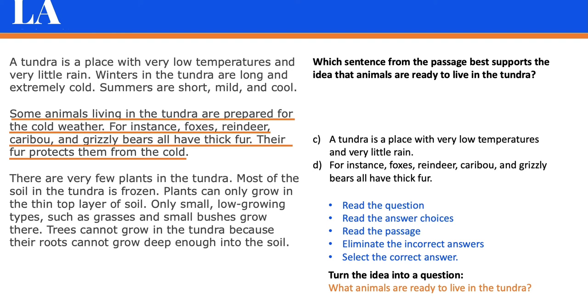Choice C, a tundra is a place with very low temperatures and very little rain. Again, that's in the passage, but that has nothing to do with the animals and being prepared to live in the tundra. So the only answer choice I have left is, for instance, foxes, reindeer, caribou, and grizzly bears all have thick fur. The answer is choice D.